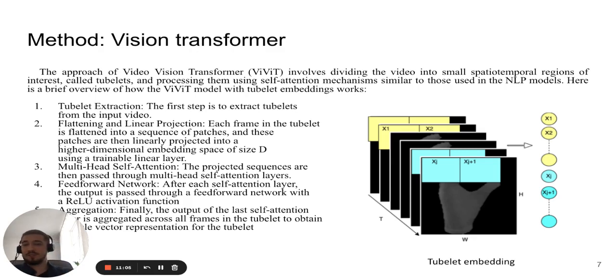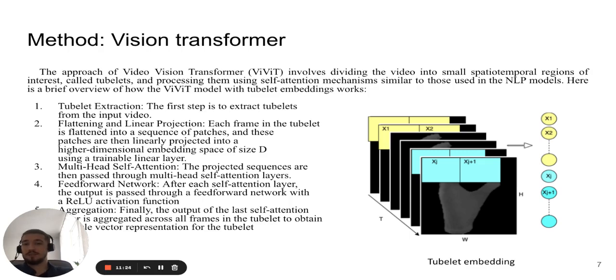After each self-attention layer, the output is passed through a feed-forward network with the ReLU activation function. This network applies a linear transformation to the input, followed by a non-linear activation function. This helps the model to capture more complex relationships between the patch embeddings in the sequence.